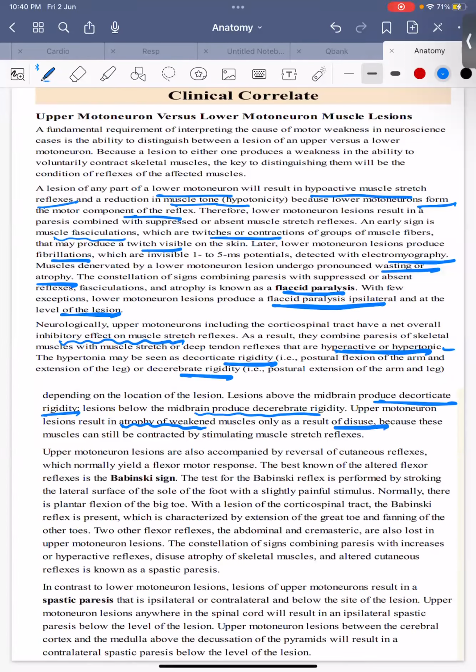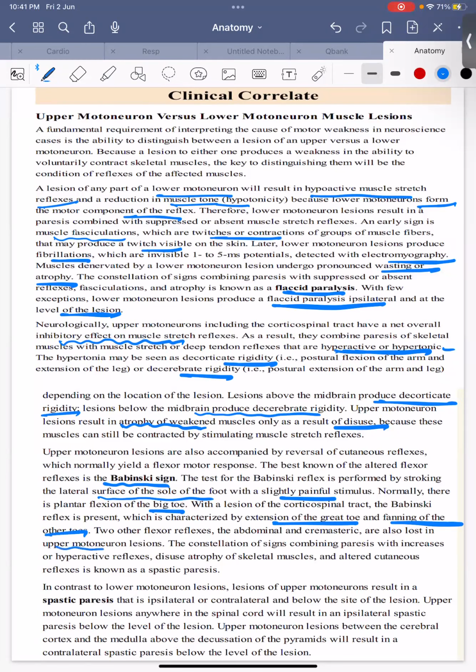Other than that, you have upper motor neuron reflexes associated with the Babinski sign. The Babinski test, how do you perform it? You stroke the lateral surface of the sole of the foot with a painful stimulus. Normally, there is plantar flexion of the big toe with a fanning of the little toes. What happens with the lesion of the corticospinal tract? The Babinski sign is present. The Babinski reflex is normally seen in infants, in the first year of life. But in a corticospinal tract lesion or upper motor neuron lesion, you can have the Babinski sign in adults also, which is characterized when you stroke the sole of the foot. It causes extension of the big toe and fanning of the other toes.